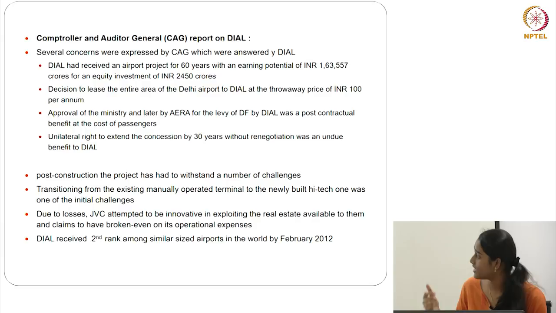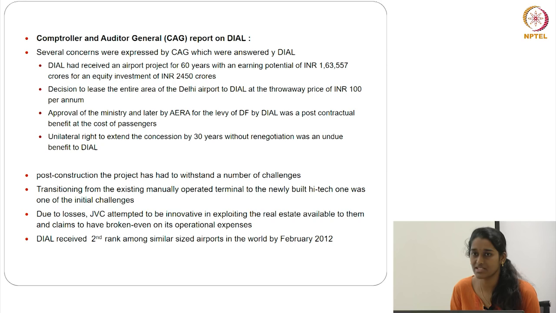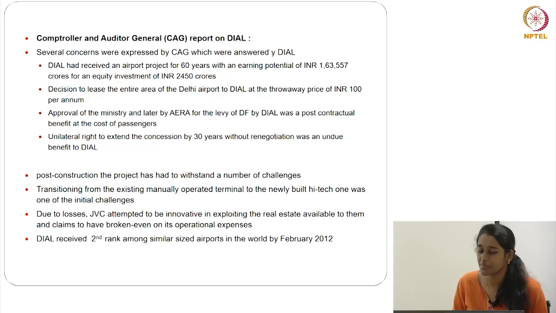In the airport itself, many existing manually operated terminals were changed to newly built ones, and the staff were not aware of how they would perform. So initially they needed some training. There were losses for the JVC in the initial years, but then they exploited real estate and finally claim to have broken even on operational expenses. DIAL even received second rank among similar sized airports by 2012.